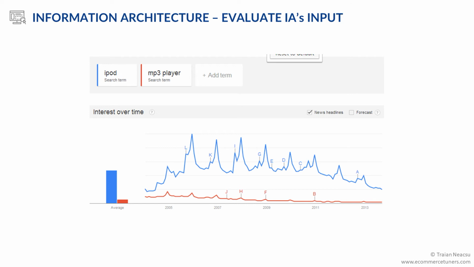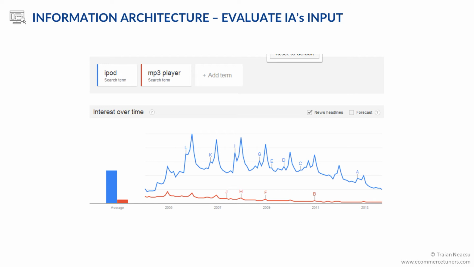Here's an example of how to do that using Google Trends. If the information architect wants to label one of the categories in the primary navigation as MP3 players, the search trend comparison data might change his or her mind. Notice in this screenshot how the trend for iPod is downwards, but it's still a few times more than the one for MP3 player.